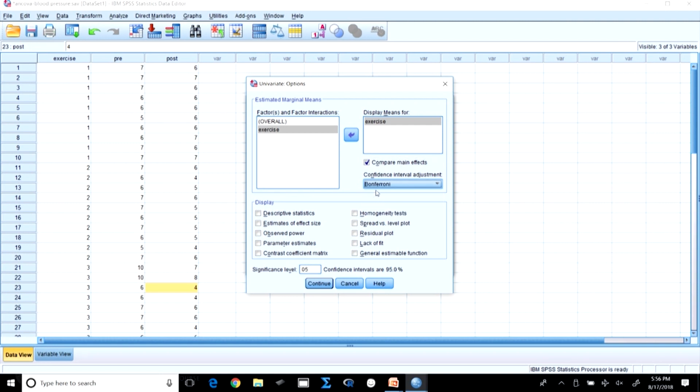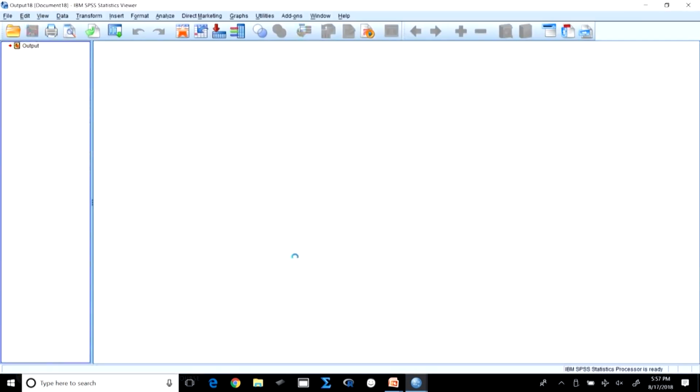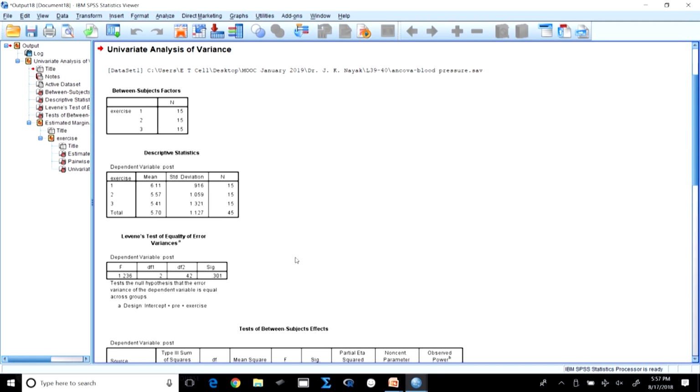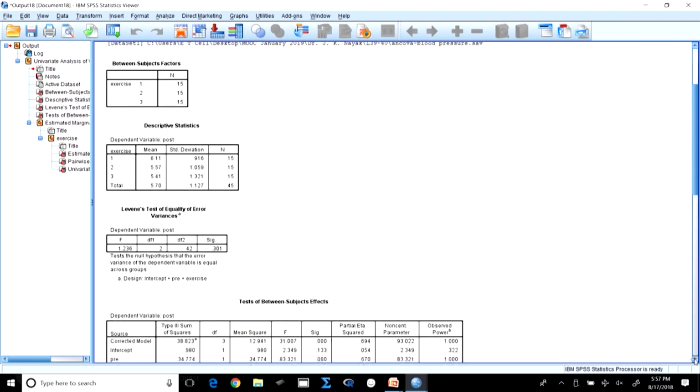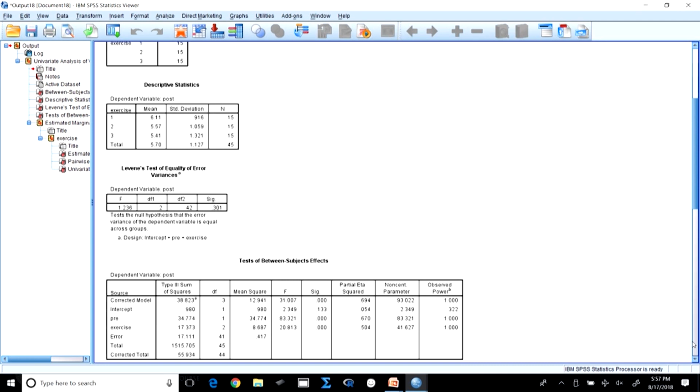Now, we want to compare the main effects. To compare the main effects you can take this Bonferroni test. Now, we want to check the descriptive statistics, the estimates of effect size and homogeneity, and you can even check the observed power, right. So, these 4, now let us see what is coming. When we have done it, we see there are 3 groups of exercises, with 15 people, and the means for the first exercise group is 6.11, then 5.57 and 5.41, right. Now, on equality of variance, Levene's test gives 0.301, which is about the null hypothesis of homogeneity of variance, that the groups should have equal variance, otherwise they should not be compared, right.